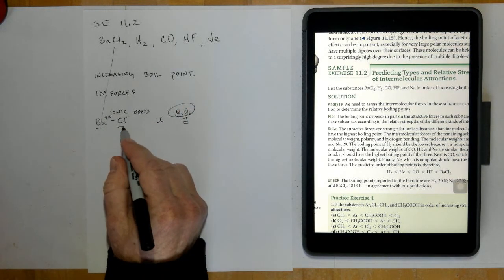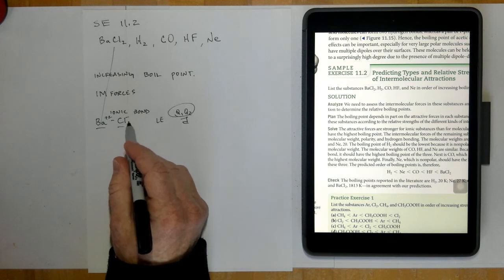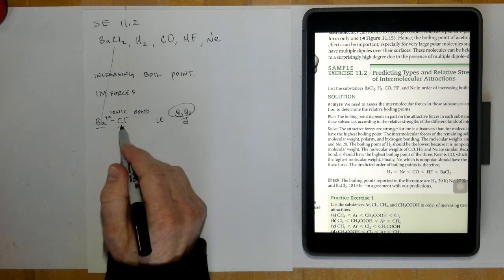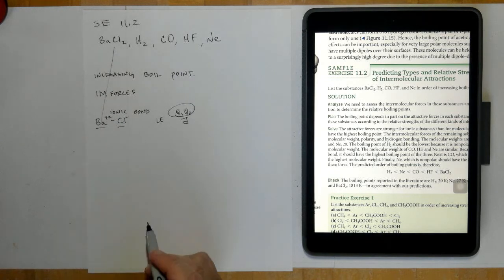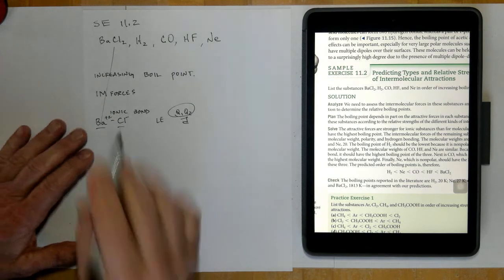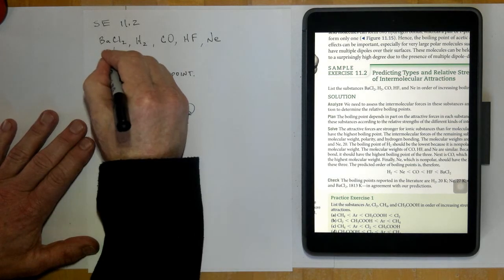So this one is probably going to be our highest boiling point to start with right away, because it is super strongly held together by ionic bonds. But let's keep that in mind and just write it down. This is going to be ionic.